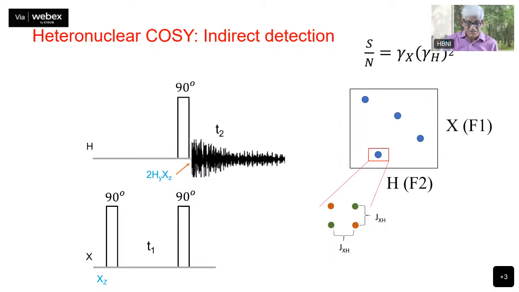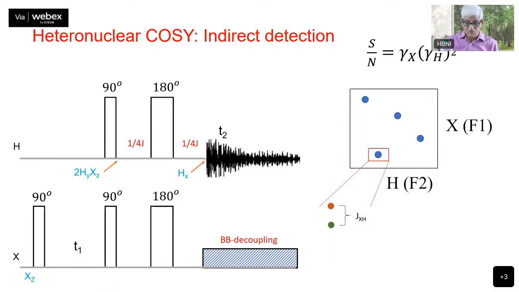Then the indirect detection scheme, where you detect the proton instead of the X nucleus. The spectral features are very similar, except that you have a better sensitivity because you are detecting the proton. The signal to noise ratio is proportional to gamma H to the power 3/2. In the previous case, it was gamma X to the power 3/2.